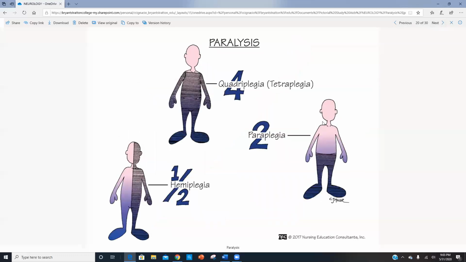All right, so this slide speaks to the different types of paralysis. So quadriplegia is now also known as tetraplegia. So that means your 4 extremities are paralyzed. Hemiplegia, that means half of the body, which usually occurs with a CVA. Okay, so that is half of the body, meaning left side versus right side. And then paraplegia means that the lower extremities are affected or paralyzed.